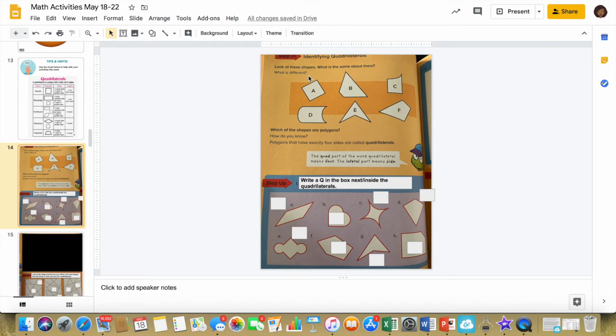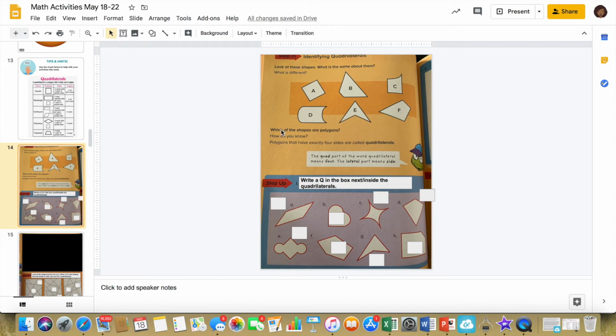So what is the same about them is that they all have 4 sides. What's different about them though? Even though they all have 4 sides, they're all shaped differently. This one's looking like a little triangle. This one looks like a square. This one looks like something different. So they all look different, but they all have the same amount of sides.